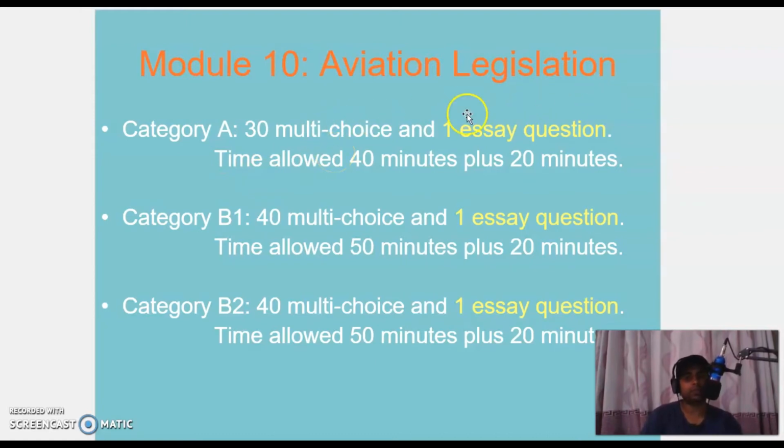Module 10 aviation legislation. Category A 30 MCQs and 1 essay question are there. Time allowed is 40 minutes for 30 MCQs and 20 minutes for 1 essay question. Category B1 also, category B1 will get 40 MCQs and 1 essay question, and time allowed is 50 minutes for 40 MCQs and 20 minutes for 1 essay question. Category B2 is also the same as B1, 40 MCQs and 1 essay question, and time is 50 minutes for 40 MCQs and 20 minutes for 1 essay question.